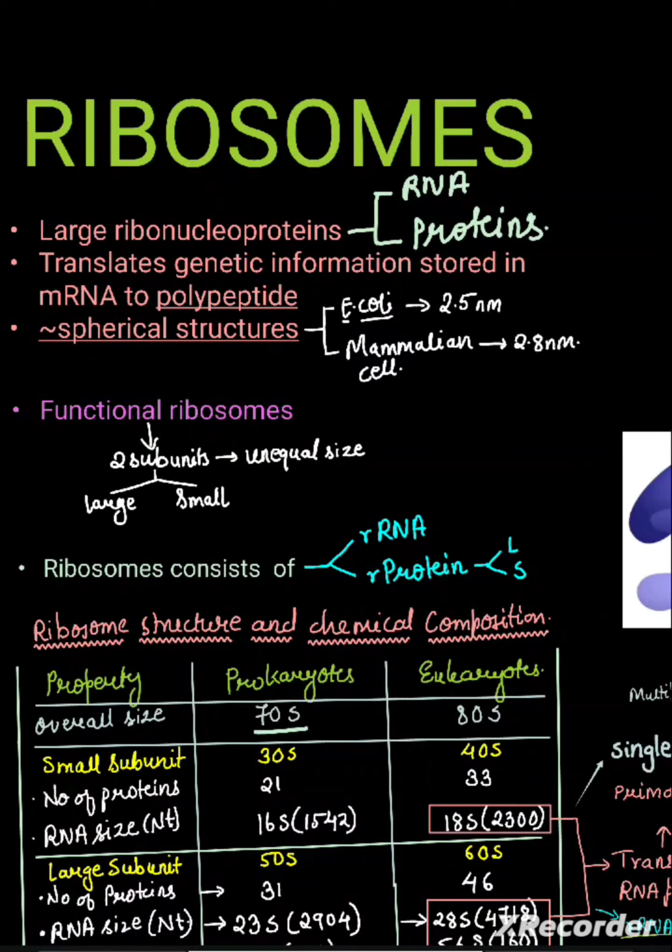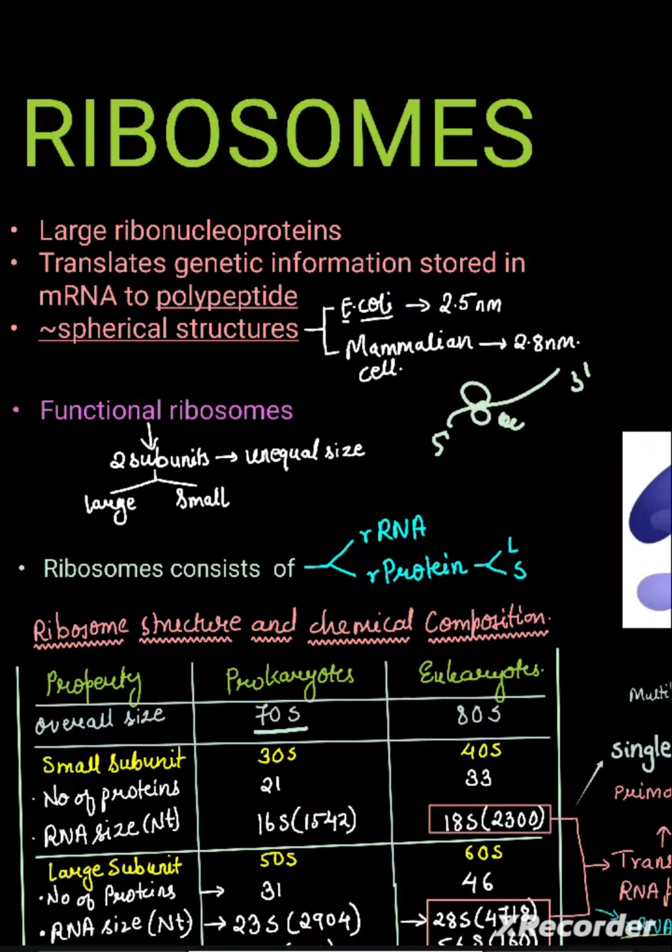Basically, they translate the genetic information present in your mRNA into a polypeptide. Okay, they basically facilitate translation. For example, you have this mRNA from 5' to 3' direction. The ribosome will bind to it and start forming a polypeptide. So basically, they're helping you in translation, right?